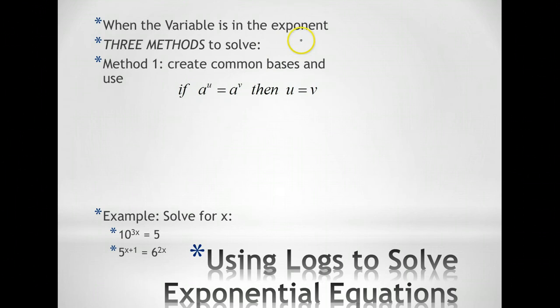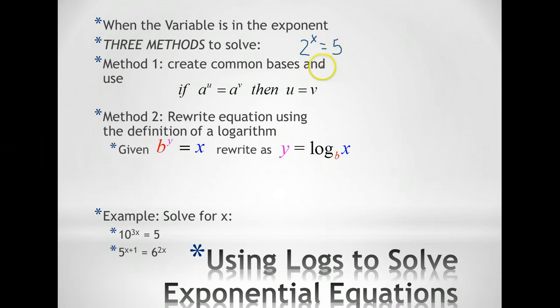Now, I gave you an example in the very first PowerPoint of 2^x equals 5, and I say, how do you figure out what x is? You can't use method 1. You can't make 5 2 to some power. We don't know what that power could be. So we could use 2 different methods to do this. I'm going to just use this very simple example.